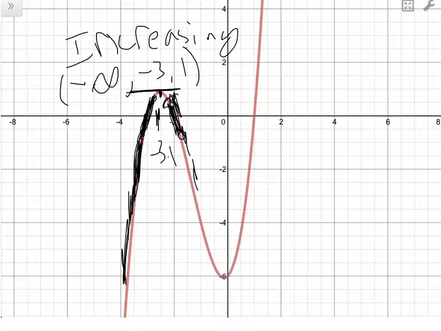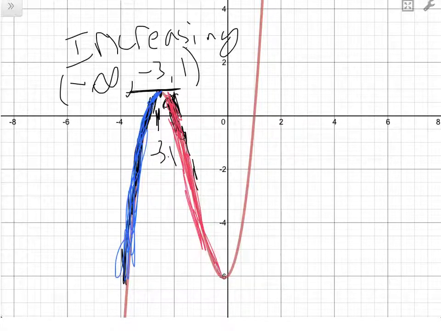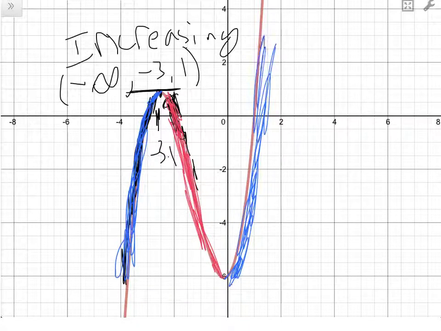So it's increasing, increasing, increasing. Here, let's go with blue. Increasing, increasing, increasing, momentarily stopped. Then it decreases, decreases, decreases, to whatever that is. And then it goes back to increasing, increasing, increasing. All right? See how that works? I do like coloring.